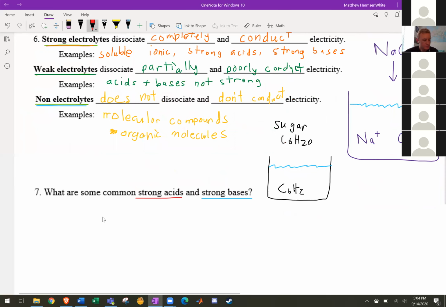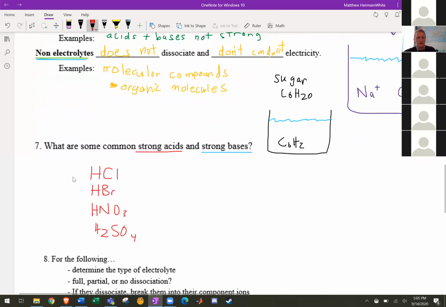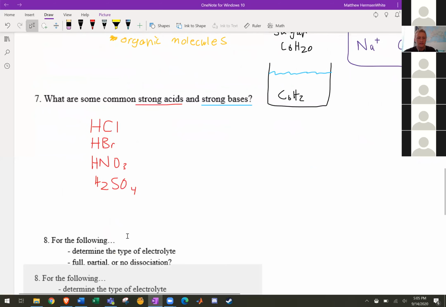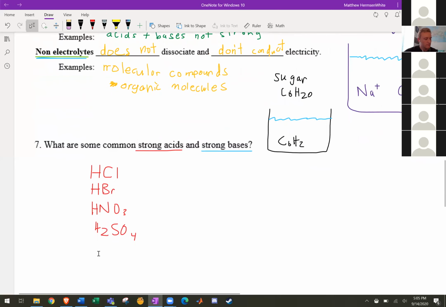So I'm going to list out just the strong acids here from the notes, and then some ones from previous semesters also. That'd be HCl, HBr, HNO3, H2SO4, and so these are the ones from the notes this year, but there are some more common ones that I want to mention just so that you have them on your paper.